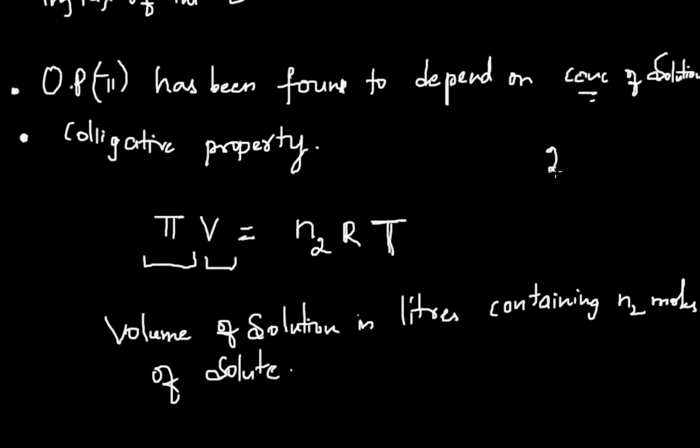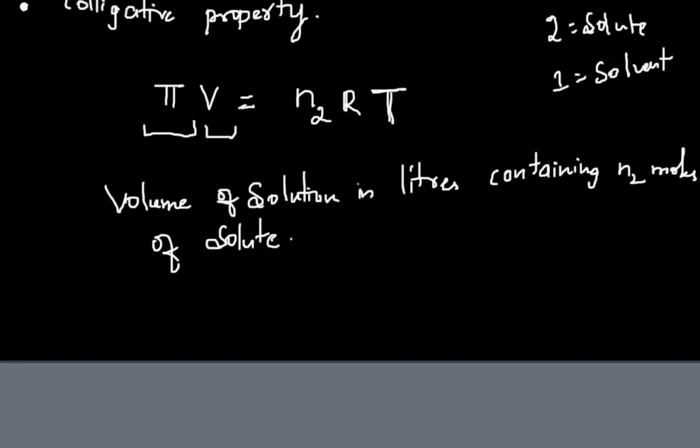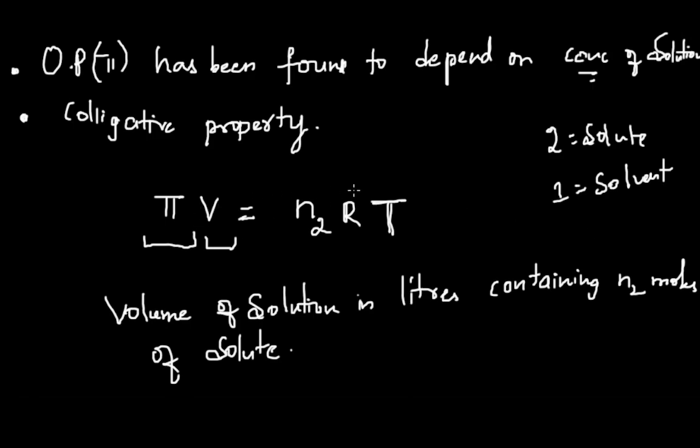Here, 2 represents solute and 1 is for solvent. Of course, there is no mention of 1 here, so wherever n is mentioned, it means n is for solute. R is the gas constant, and T is the temperature, the working temperature.